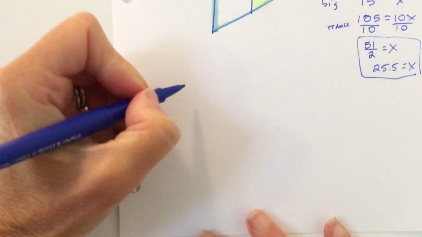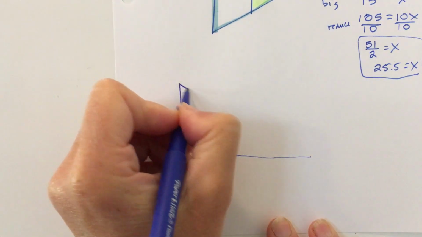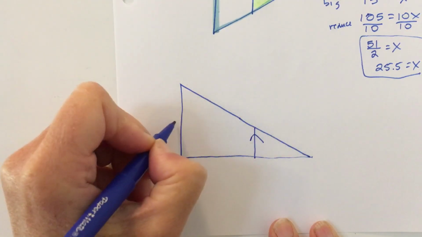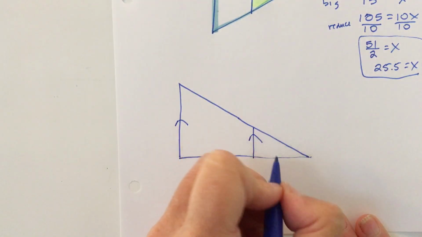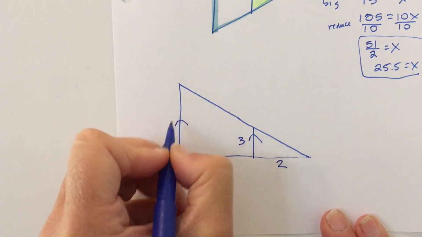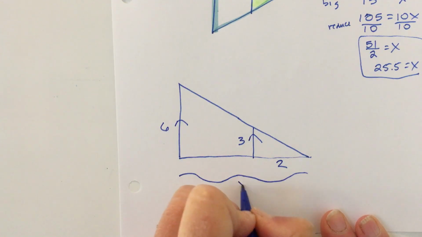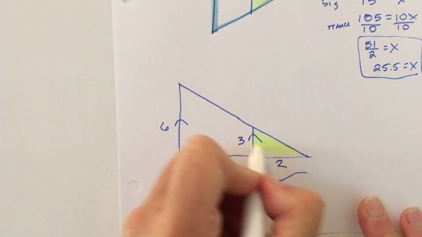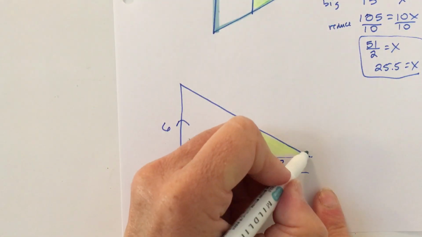This time I want you to draw a triangle like this, and put a line down there. Parallel. They have to be parallel, by the way, otherwise they are not similar. In this problem, this is a 2, this is a 3, this is a 6, and I want to know how long this whole side is. All right. So this triangle is similar to this guy.